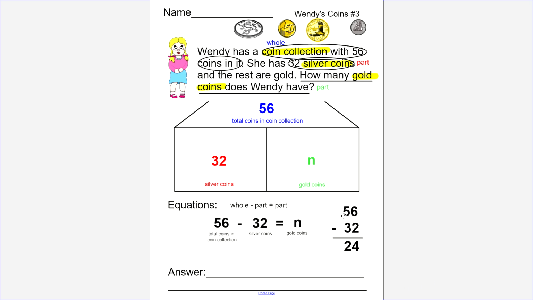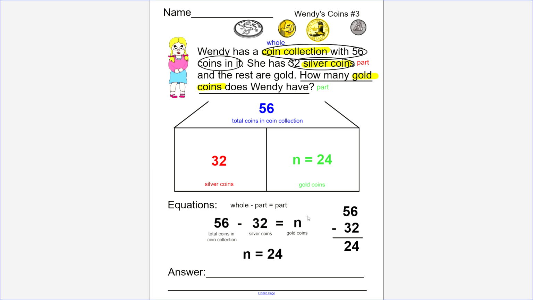I can see when I subtract 56 minus 32, the answer is 24. This tells me that N gold coins equals 24. So I'll write that down here with my equation and also add it to my bar diagram. N equals 24 gold coins.